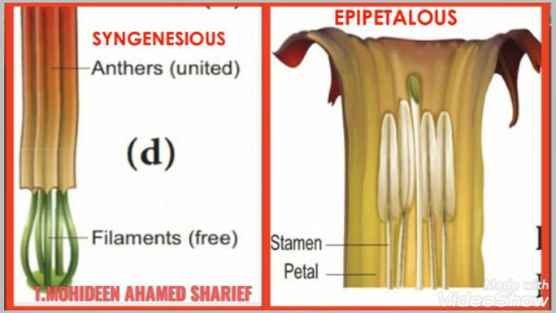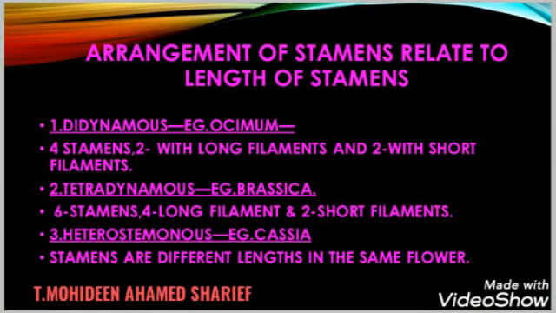Next, we will see about the arrangement of stamens related to length of the stamens. First one is didynamous. 4 stamens in which 2 with long filaments and 2 with short filaments. Example, ocimum. So in this, all 4 stamens are in 2 unequal pairs, then the condition is called as didynamous. In tetradynamous, 6 stamens of which 4 with long filaments and 2 with short filaments. Example, brassica.